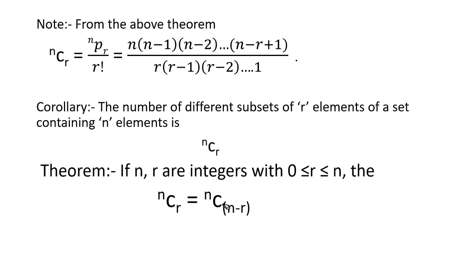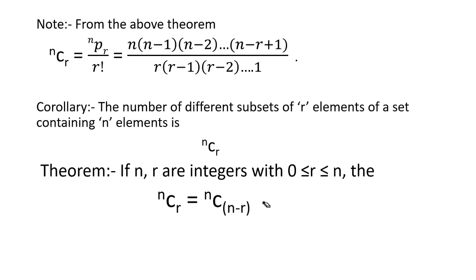For example, if there is a class containing n students and I have to select r students, the number of ways of selecting r students is going to be n choose r. Instead of selecting r students, what I do is remove (n minus r) students. The number of ways of removing (n minus r) students is n choose (n minus r). After removing (n minus r) students, we will have r students. Therefore, n choose r is the same as n choose (n minus r).